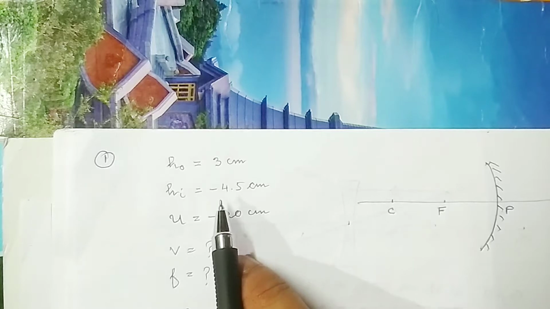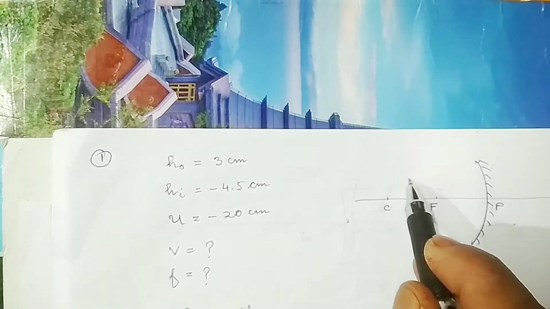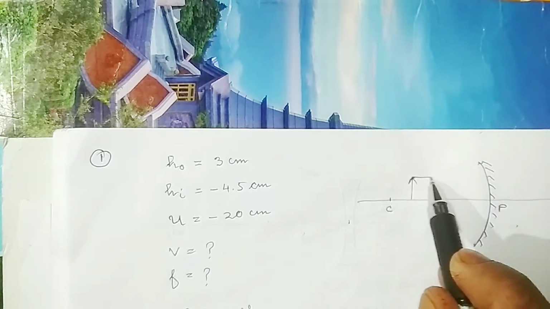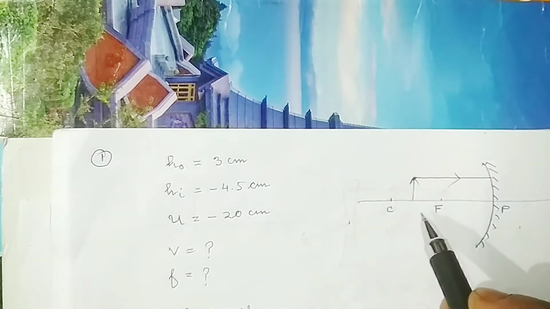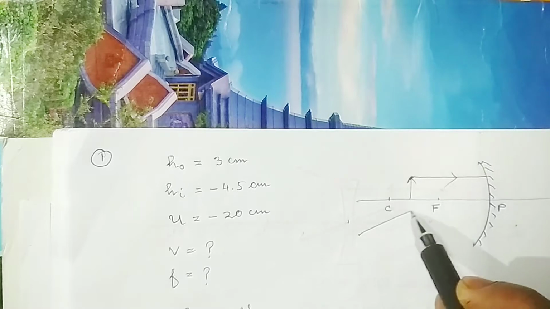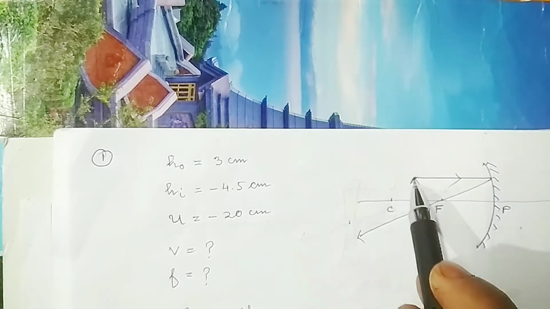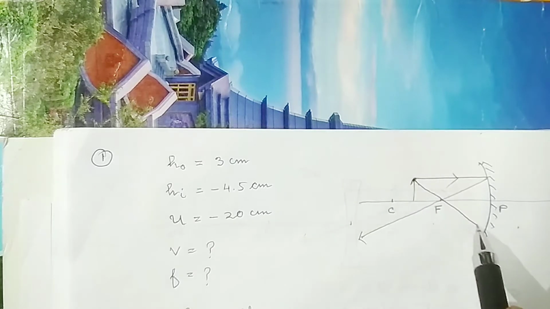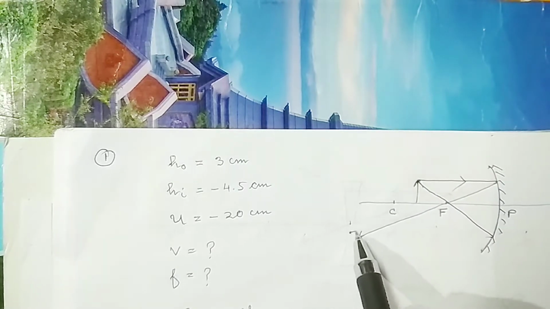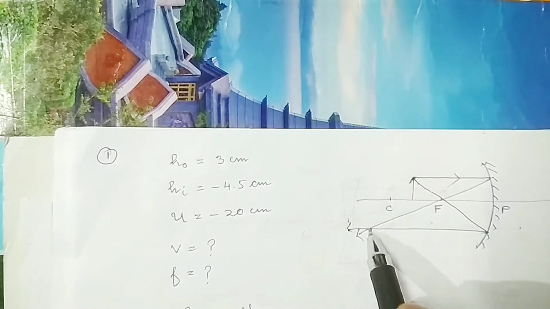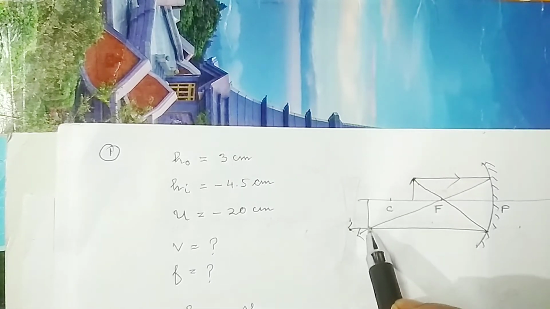This is possible only when the object is between C and F. If the object is between C and F, any ray which is parallel to the principal axis, after reflection, will pass through the focus. Another ray which passes through the focus, after reflection, becomes parallel to the principal axis, and these two rays meet here, so the image will form here.